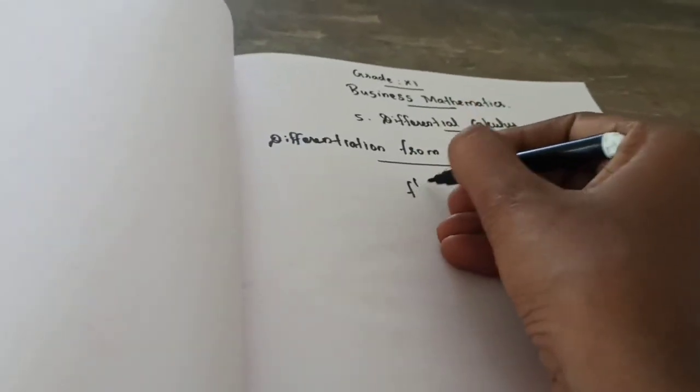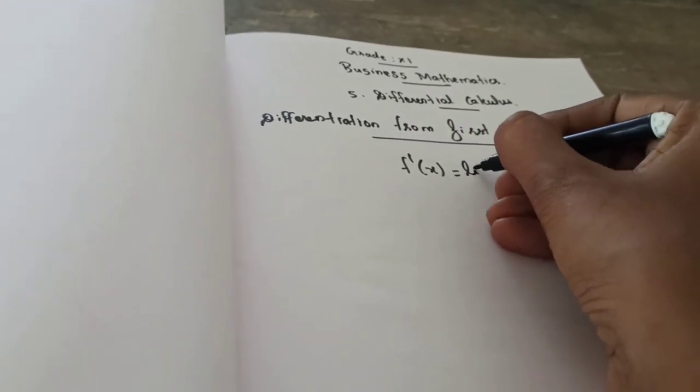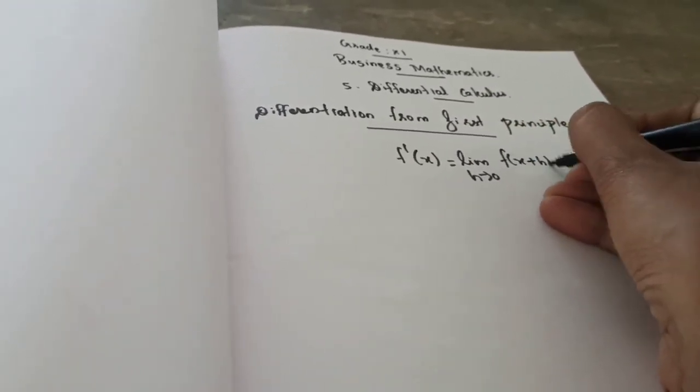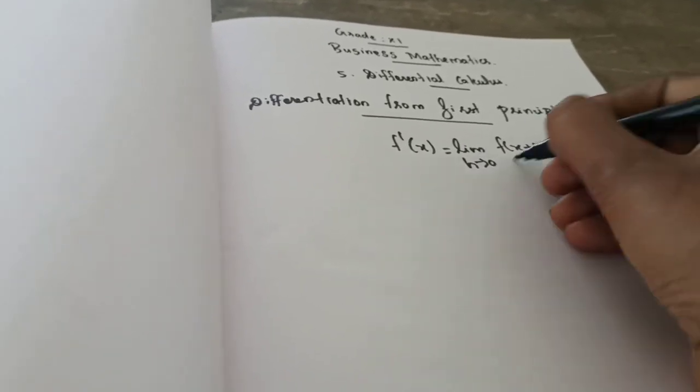So we are going to learn the first principle, that is the process of finding the derivative of a function by using the definition that f dash of x is equal to limit h tends to 0 of f of x plus h minus f of x divided by h. This is called the differentiation from first principle.